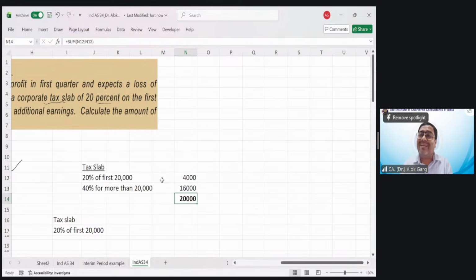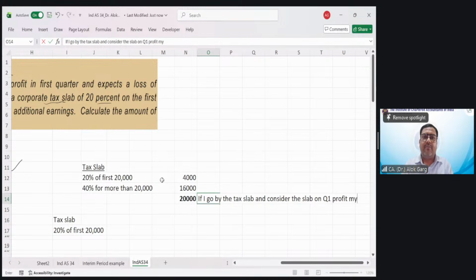So what would have been my expense? My expense would have been 20,000 if I go by the tax slab and consider the slab on Q1 profit. My tax expense would be 20,000. Yes or no?